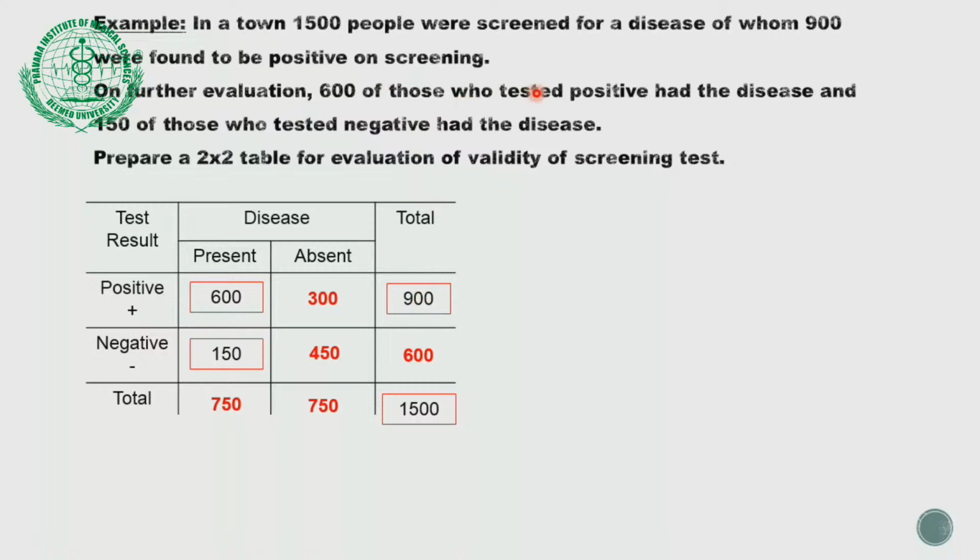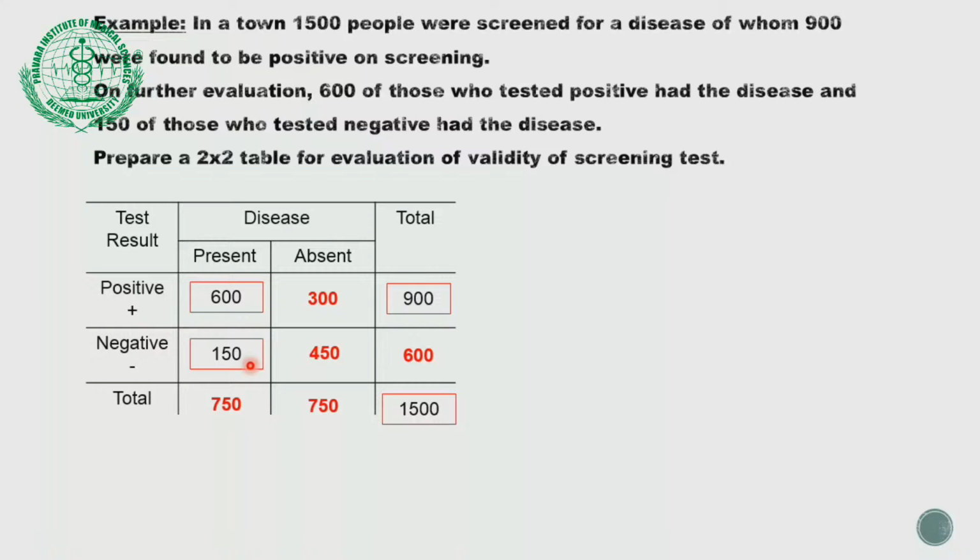600 of those who tested positive, actually the disease was present. So this will be the number of true positives. Whereas 150 of those who tested negative also had the disease. So this will be the number of people who tested negative but also had the disease.